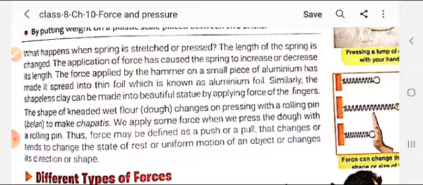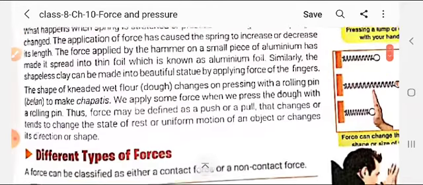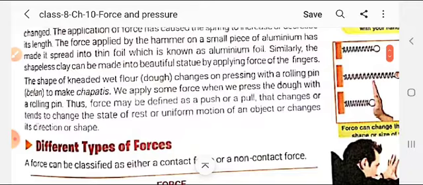Similarly, student, the shapeless clay can be made into a beautiful statue by applying the force of fingers. Here you have also applied force to change the shape and size.